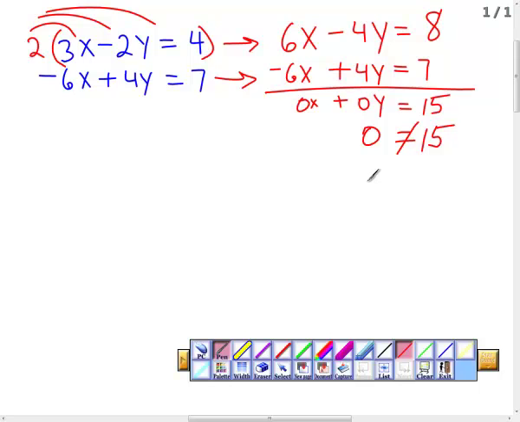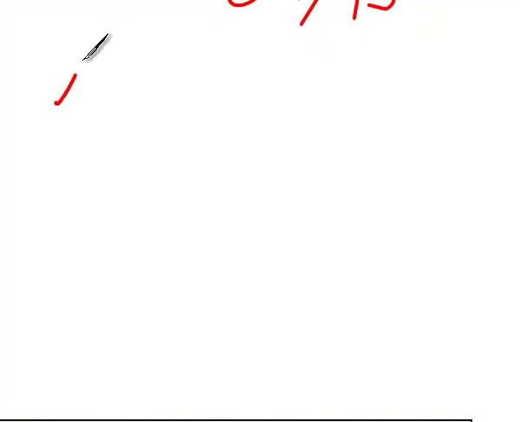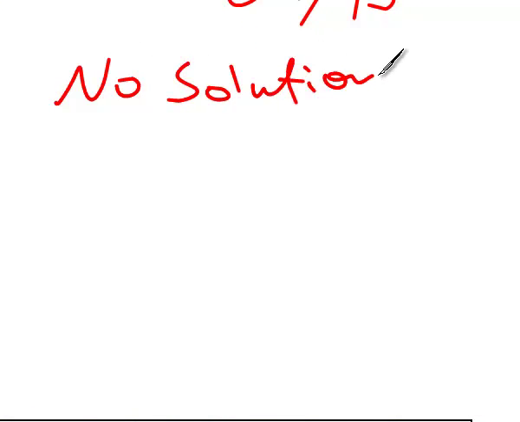Do we have a solution? Or it's no solution. If we were to graph this, what would it look like? Two parallel lines, that's right, where they don't cross anywhere. Okay? Questions with that?